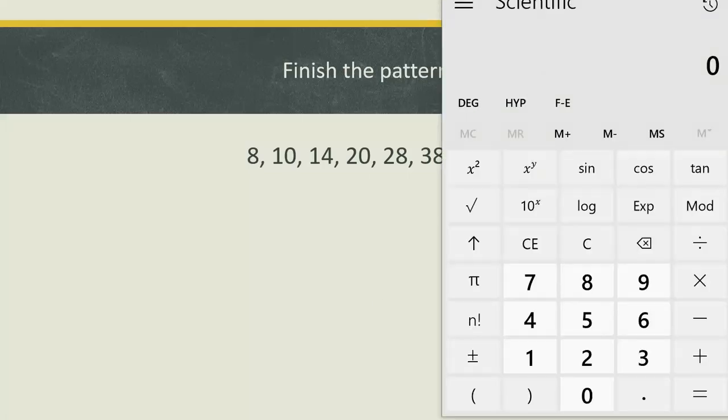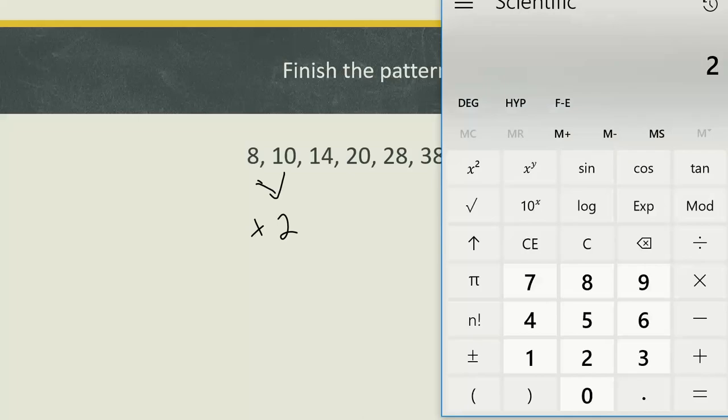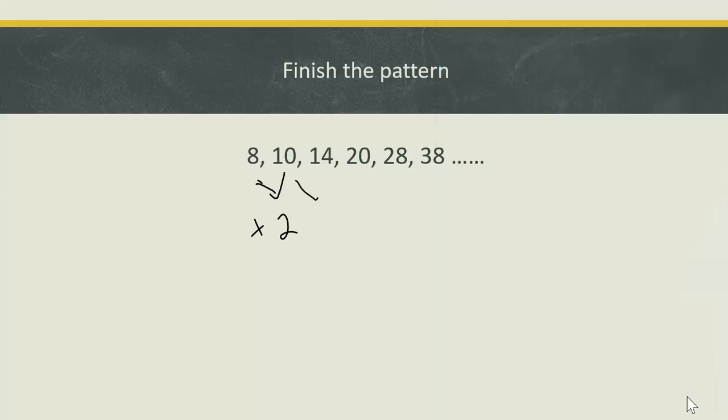You may figure out in your head that 8 plus 2 equals 10. Otherwise, you can use your calculator. Take the second one minus the first. Okay, so my difference was 2. Now I'm going to look at my next set, the 14 and the 10. So 14 minus 10, that's a difference of 4. So I added 4 that time.